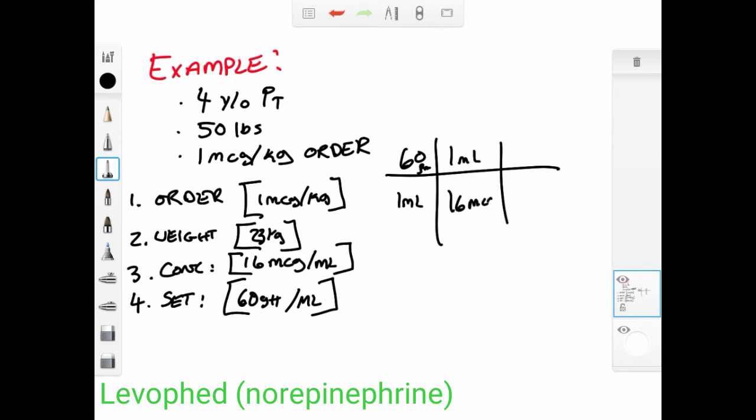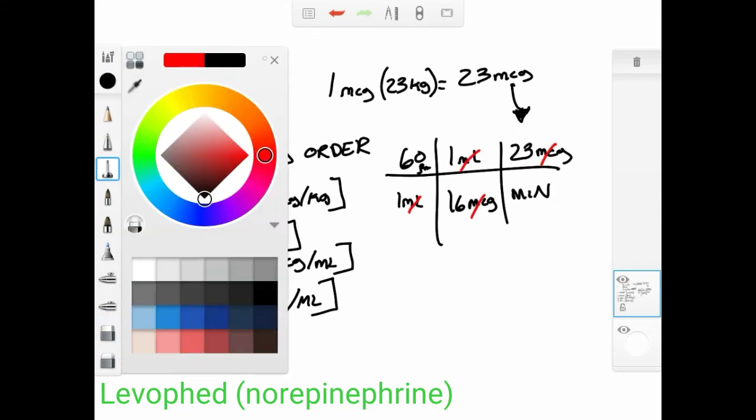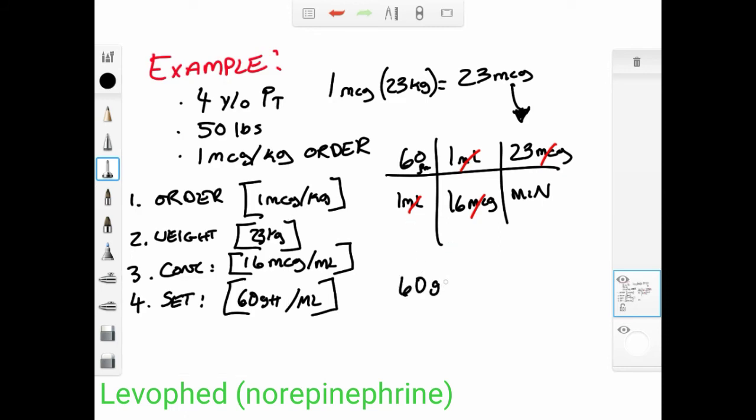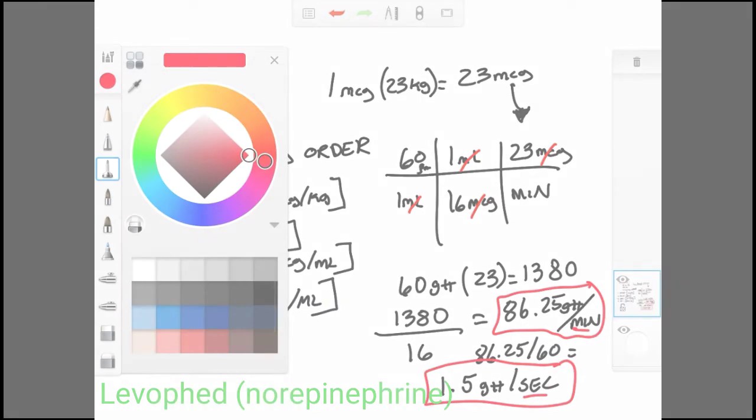60 drops in 1 ml, 1 ml over 16 mics, and we're going to go ahead and do our dosage here. 1 mic times 23 kgs is 23 micrograms over 1 minute. Cross out our units, and that's going to bring us down to 60 times 23, which equals 1380 drops. And then we're doing 16 minutes. So 1380 divided by 16 is 86.25 drops per minute. And if we want to figure out how many drops per second, we can just divide that by 60, and we'll have 1.5 drops for every second.